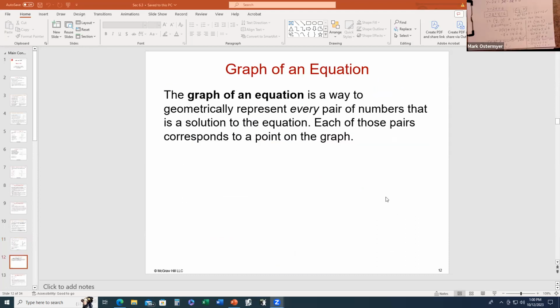All right. And this is just reemphasizing what I just said. The graph of a linear equation basically is a visual manifestation of its solution set of all infinite ordered pair solutions, of points that actually lie on the graph.